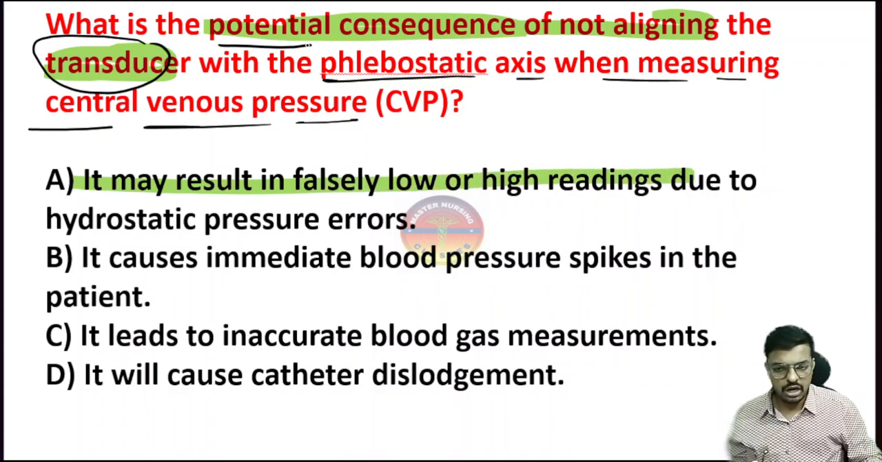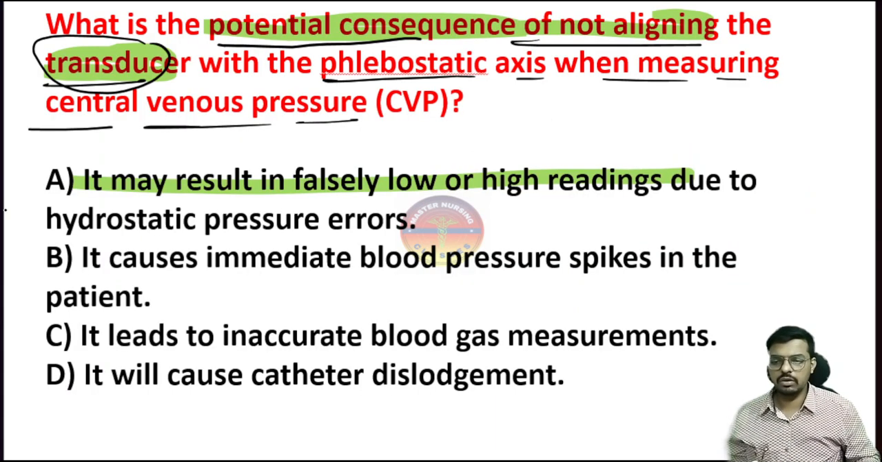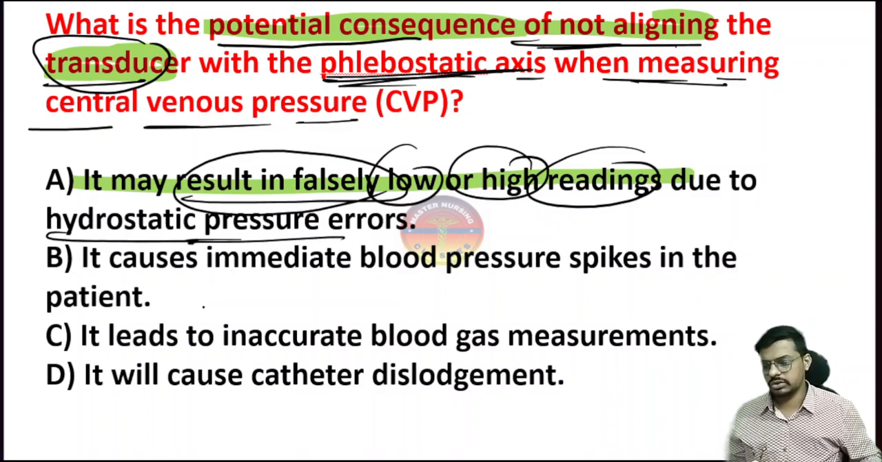The question is asking simply that only: what is the potential consequence of not aligning the transducer? We have to maintain the alignment like this. This zero should be at the level of the phlebostatic axis. If we fail to maintain the alignment, and are not aligning the transducer and phlebostatic axis, then when measuring the CVP, it may result in a falsely high or low CVP, because of the hydrostatic pressure changes here. So that is the correct answer for this particular question.